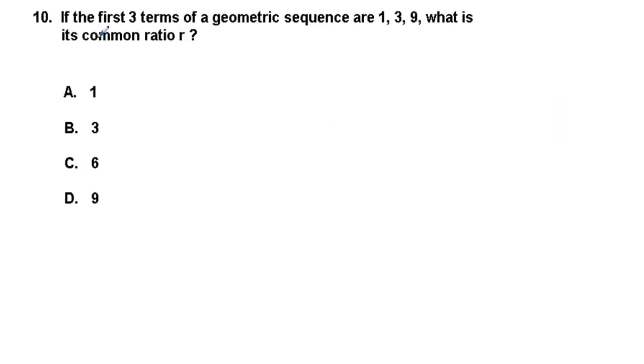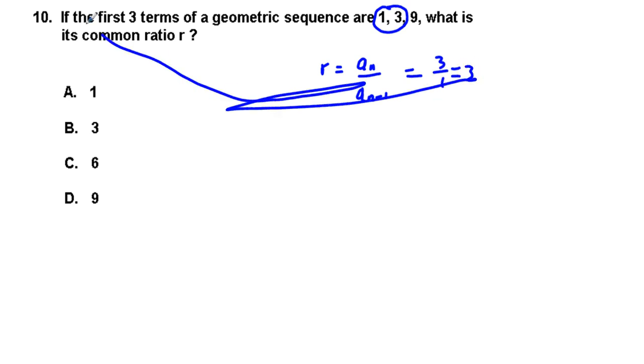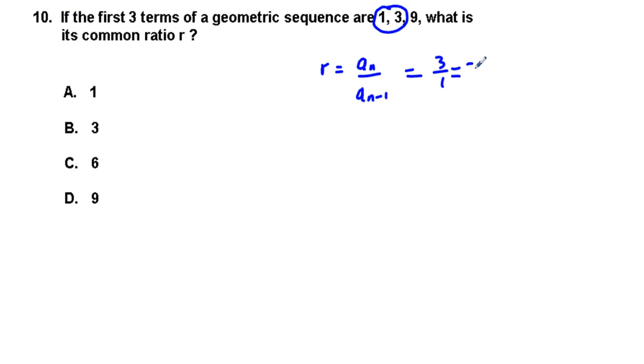Okay, 10. If the first three terms of a geometric sequence are 1, 3, 9, what is the common ratio r? Well, r is equal to a sub n divided by a sub n minus 1. So if you take any two terms together here, we could say 3 divided by 1 is equal to 3. So that is our common ratio, 3.